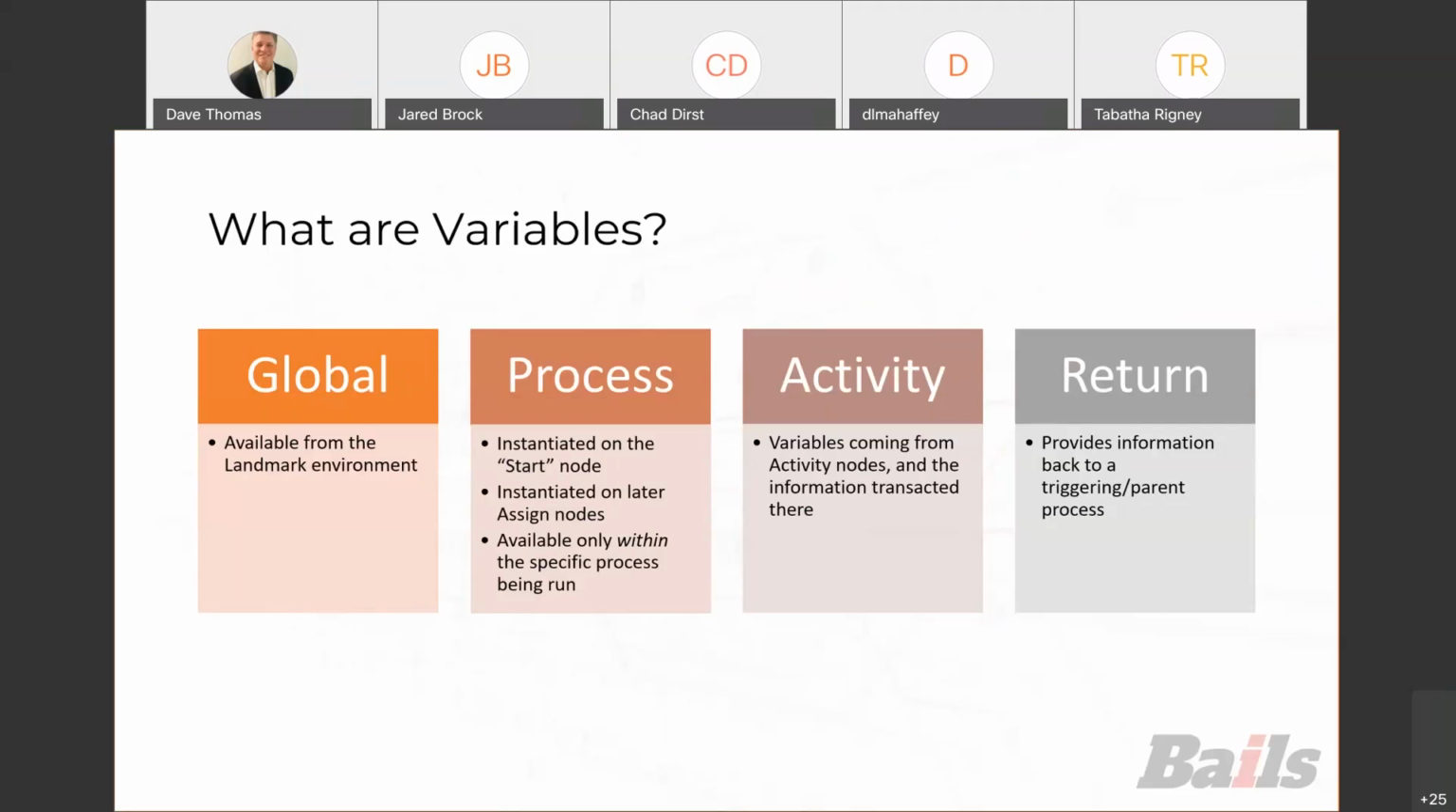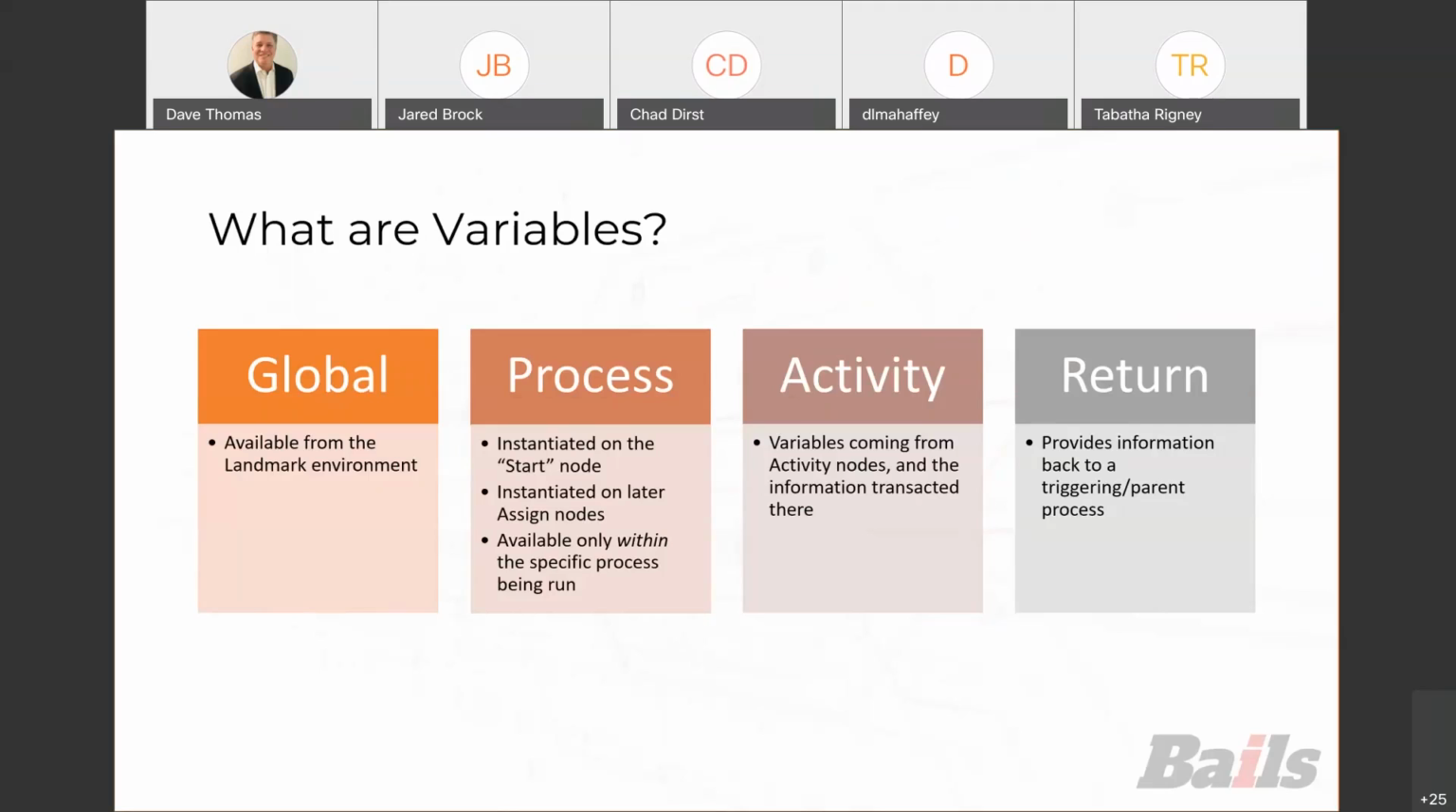Next are process variables. These are variables specific to the actual process that we're working with. These can be instantiated. That's what we call it when we create a variable, when we pull a variable into being for the purpose of running a process. They can be instantiated at the start node, that's the very beginning of your process flow, or they can be instantiated later on. You don't have to start the flow with all the variables that you need from a process perspective. You can create some of those as you go down the line.